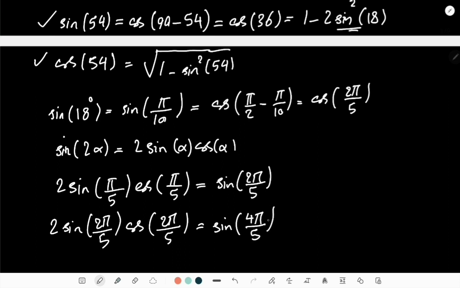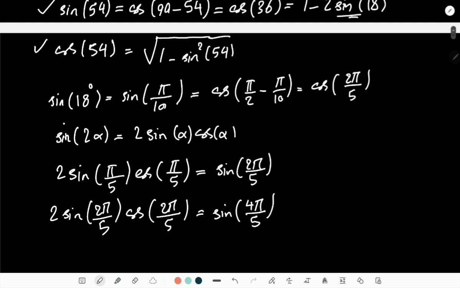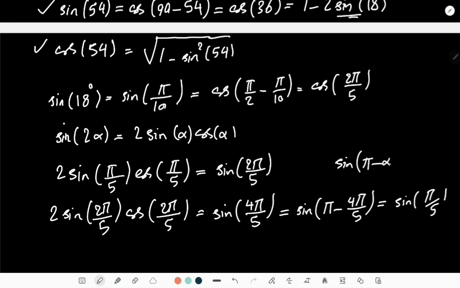But pay attention that sine of 4 pi over 5, as a matter of fact, this is equal to sine of pi minus 4 pi over 5, which is sine of pi over 5. So I'm just basically using this identity: sine of pi minus alpha equals sine of alpha. All right.